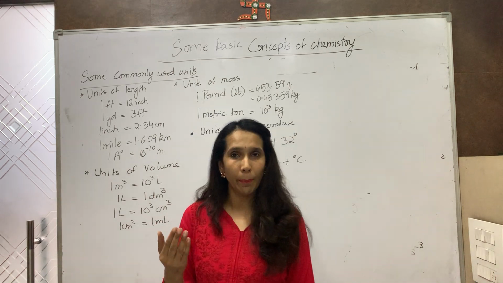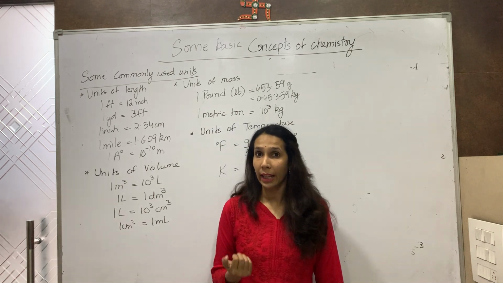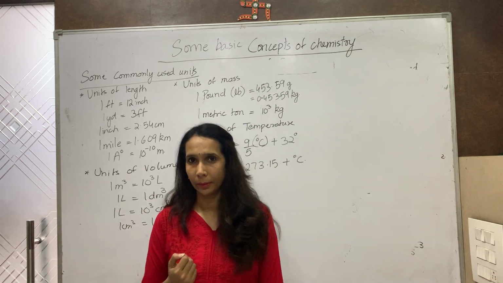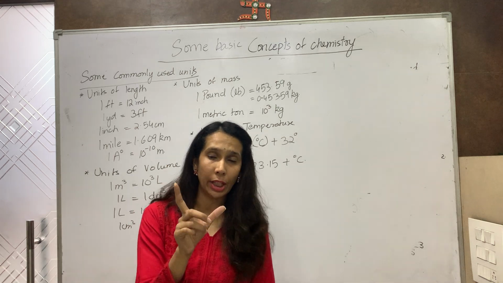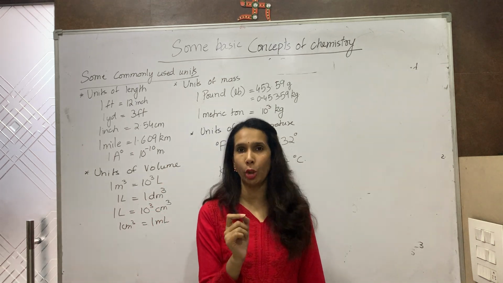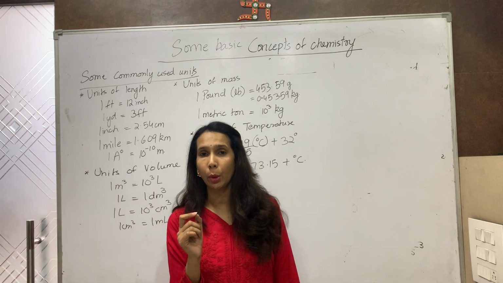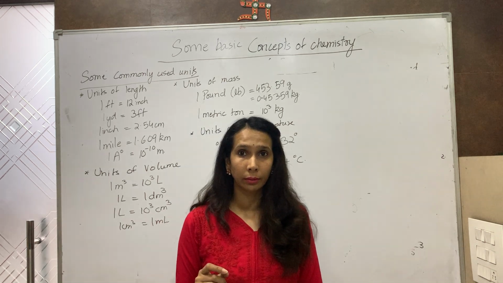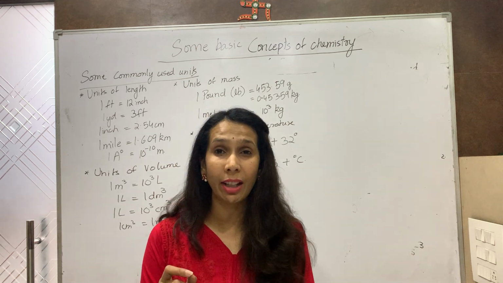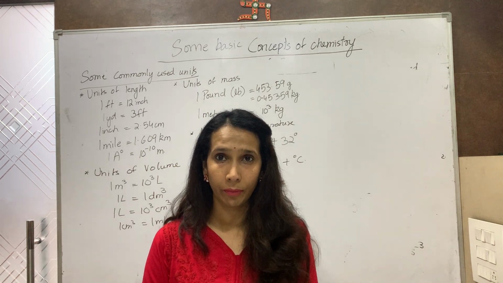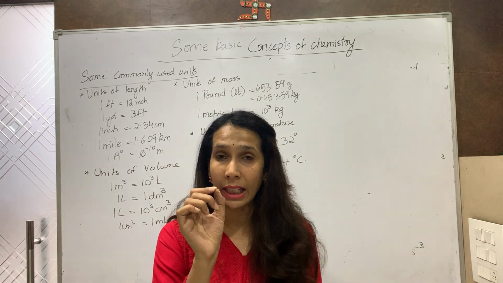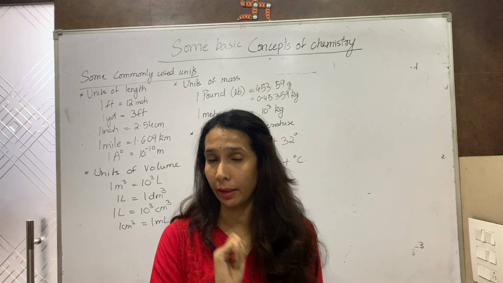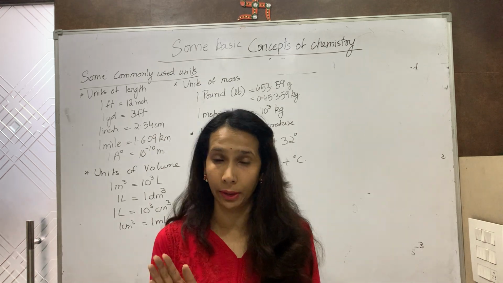Now we come to temperature. The SI unit for temperature is Kelvin. But in the thermometer, when you measure the temperature, what unit are you using? It is degree Fahrenheit. So your body temperature is 98.6 degree Fahrenheit. You are not measuring it in Kelvin.